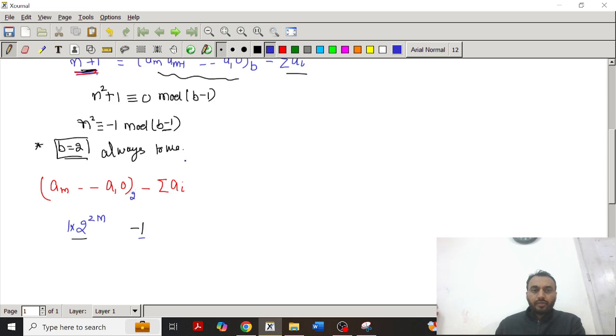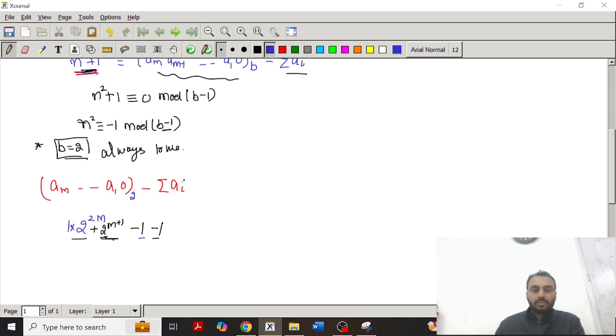Now this is not a perfect square, so further I can use 2 power m plus 1. Again I add one more term having coefficient 1, so its digit is 1, so I can say the corresponding digit of 2 power m plus 1 is 1.